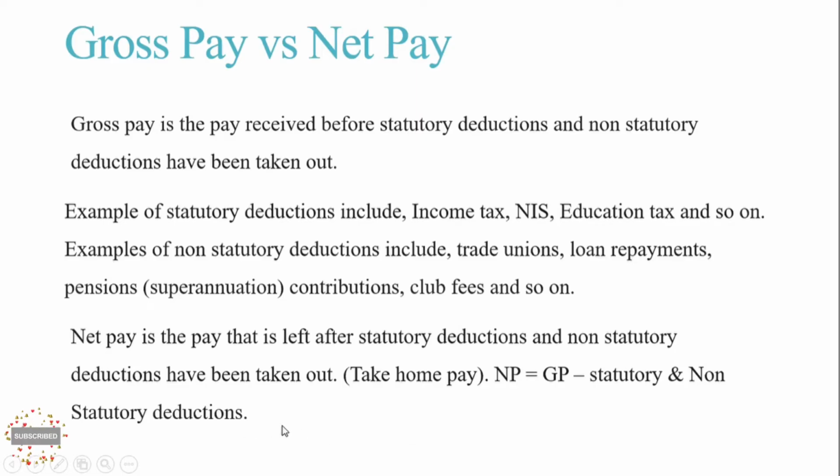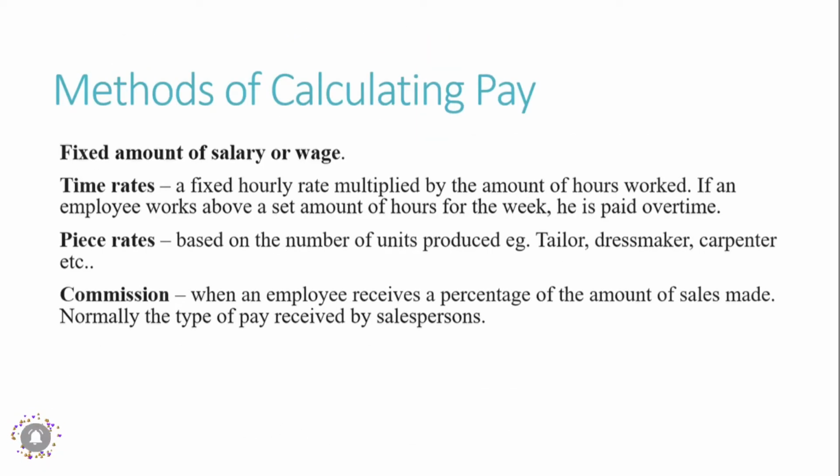Now there are some methods of calculating people's pay. There are actually 4 methods that we're going to be looking at. The first one is the fixed amount of salary or wage. This is normally on a monthly or a weekly basis. So if you're getting a salary, obviously it's going to be on a monthly basis.